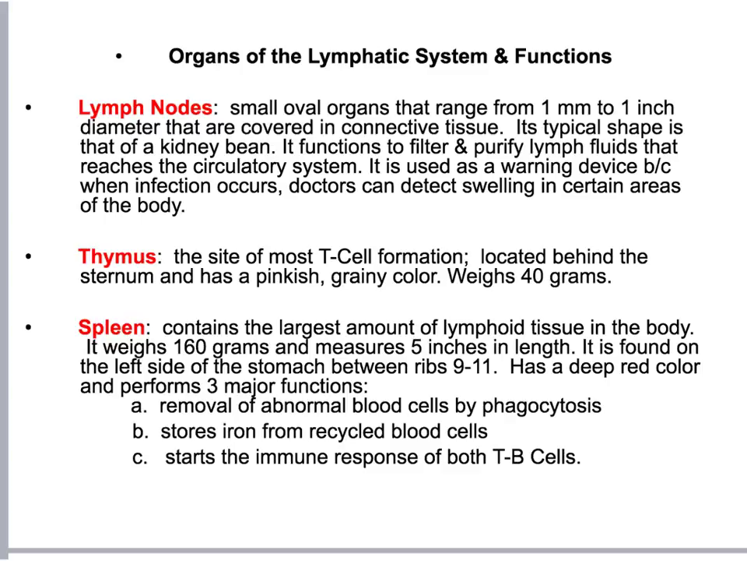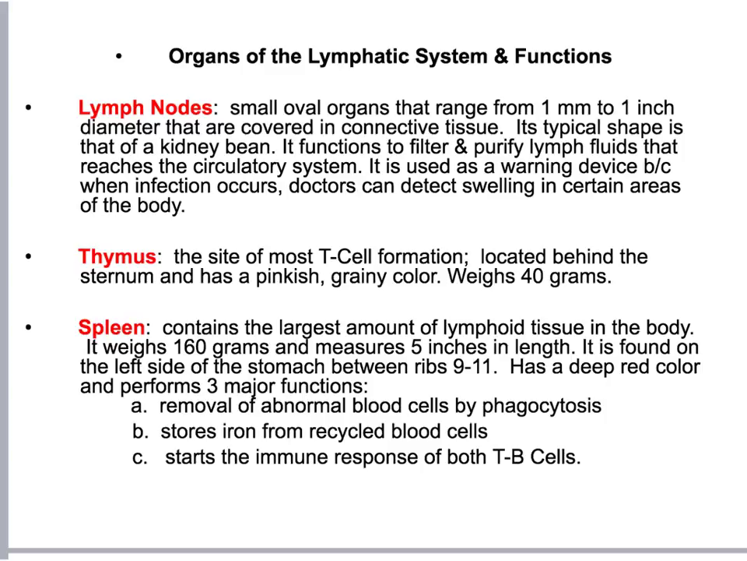Next is the spleen, and the spleen contains the largest amount of lymphoid tissue in the body. It weighs about 160 grams. It measures about 5 inches in length. It's found on the left side of the stomach between the ribs, numbers 9 through 11. It has a deep red color. It performs 3 major functions.